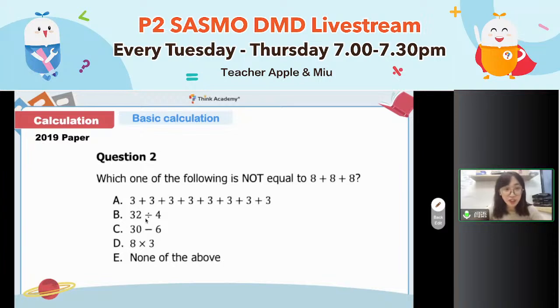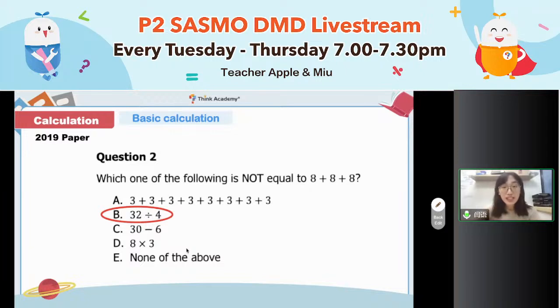And what about option B? Option B, division. When you try to figure out the answer of a division calculation, you just think backwards. 4 times which number equals 32? You will see that it should be 8. So now you see B is not equal to 24. So we can get that it is the wrong one. Okay, and for C, 30 minus 6. 30 minus 6 equals 24. Quite easy, right? And also for D, 8 times 3, we can get 24.